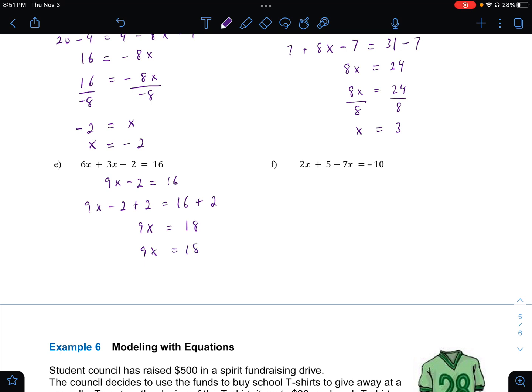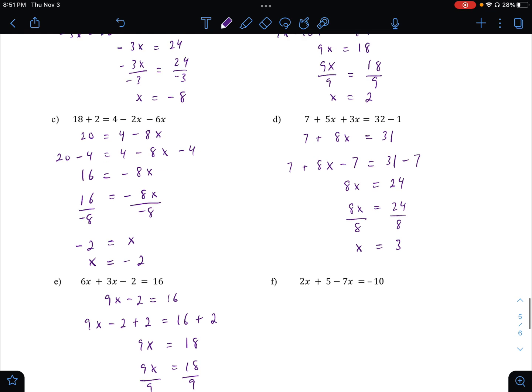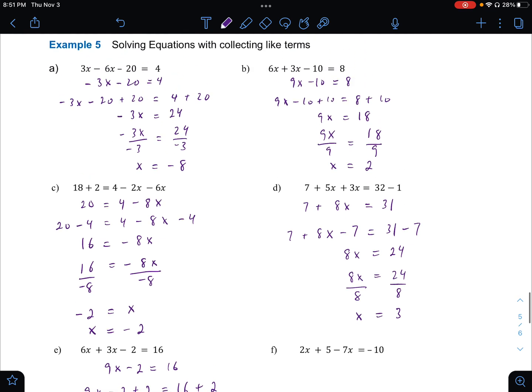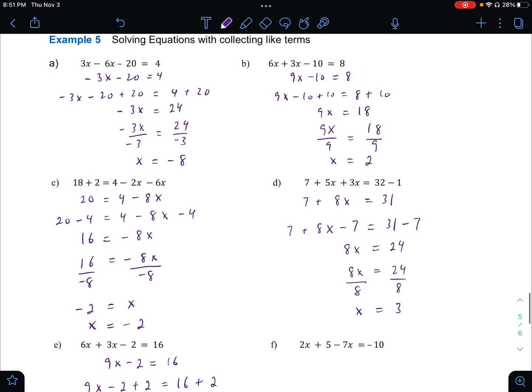We want to now divide by 9 on both sides. So 9 divided by 9 is 1. So that's 1x, or x. 18 divided by 9 is 2. So somewhat similar to the previous question, kind of similar to B in some respects.